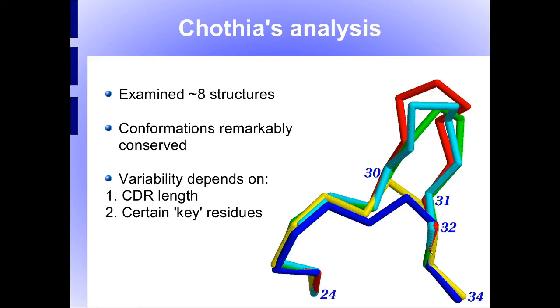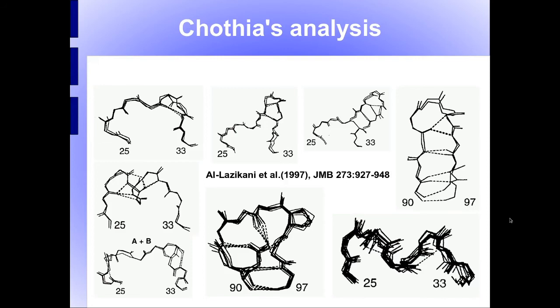And so obviously you can't say that the blue one has exactly the same shape as the red one. So the variability seems to depend on, first of all, the length of the CDR, and secondly, the presence of certain key amino acids at particular positions that give the loop its shape. Now, when that work was originally done in the 1980s, as I said, there was a very small number of structures that he looked at.